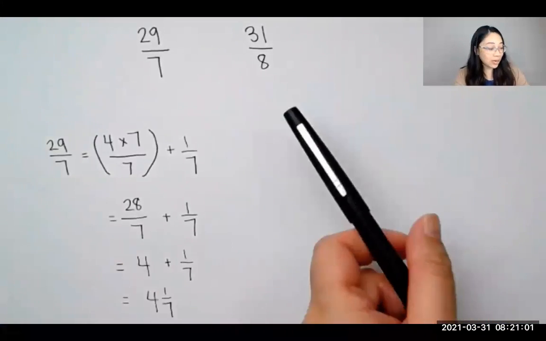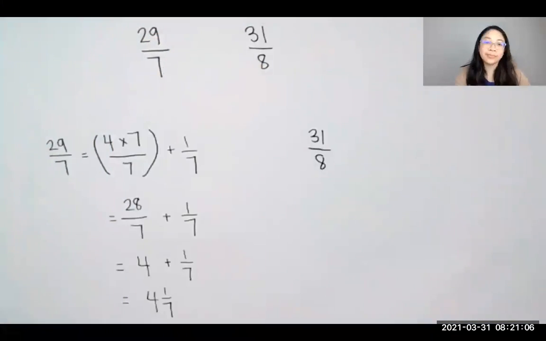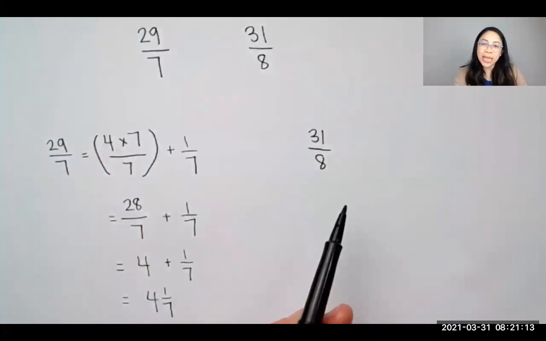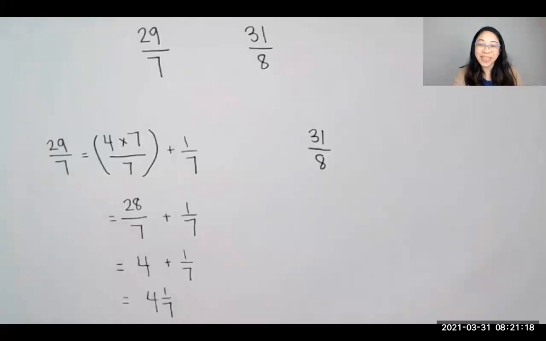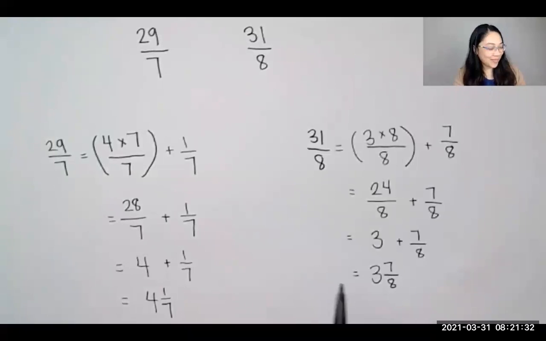Our next fraction is 31/8. Please pause here to convert this fraction into a mixed number, just like what we did with the fraction 29/7. Use multiplication. We'll compare when you return. Welcome back. 31/8 equals 3 7/8.